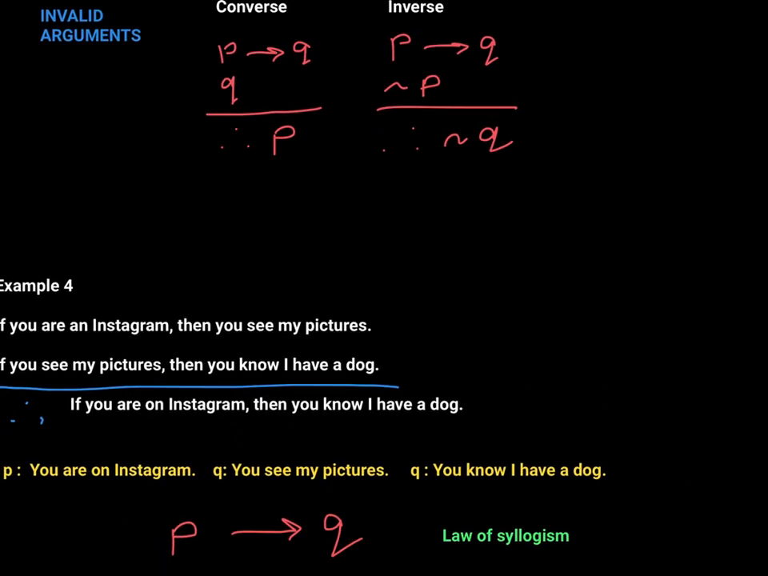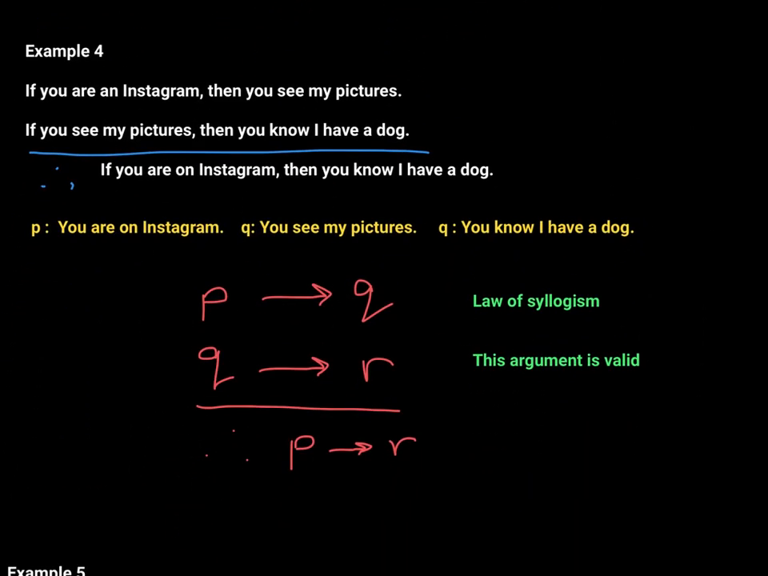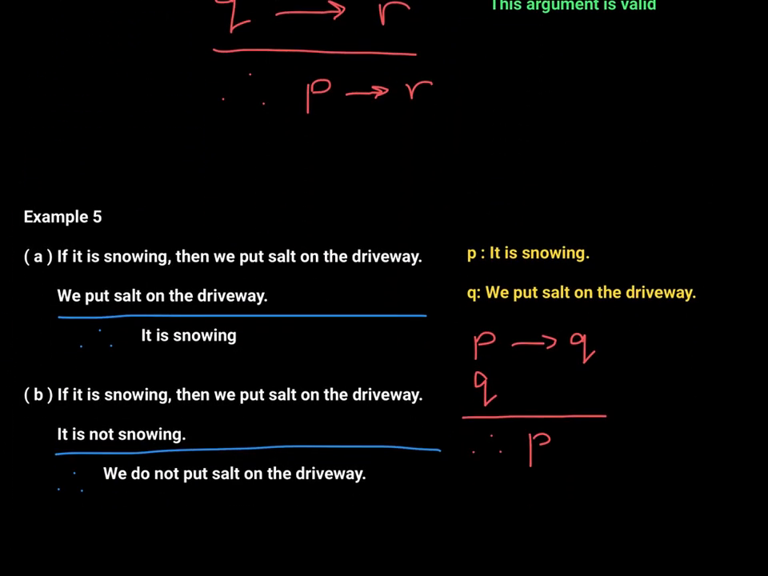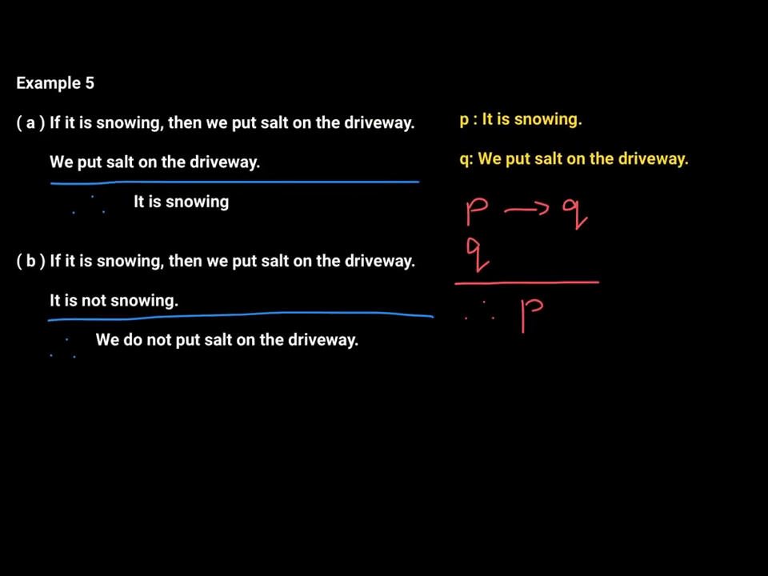All right, so, oops, sorry. Let me go back to where we were. See if I can do that. All right, there we go. So this is the fallacy of the converse. So this argument is invalid. This argument is a fallacy.